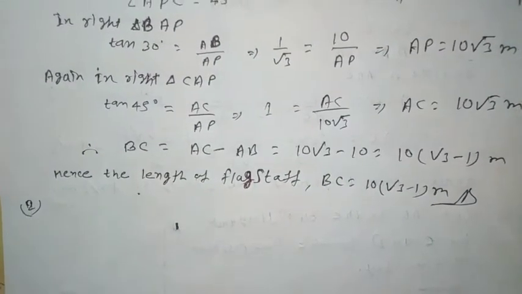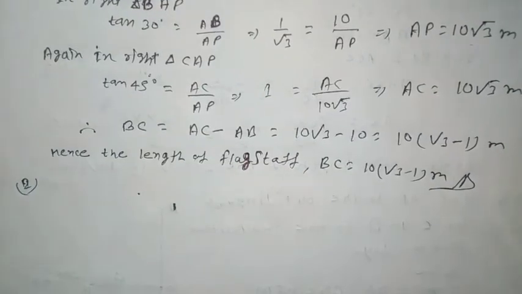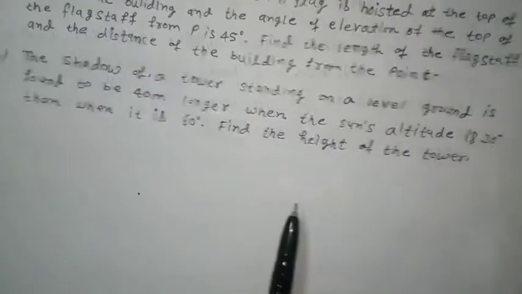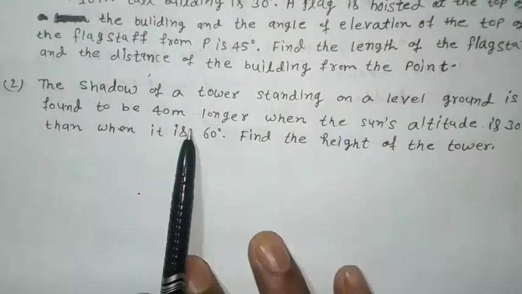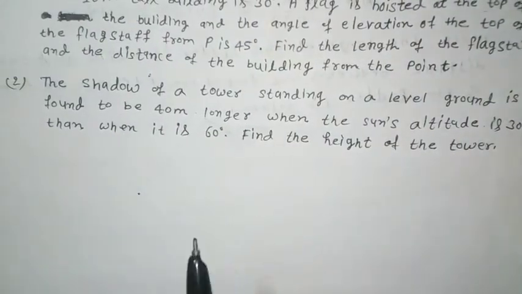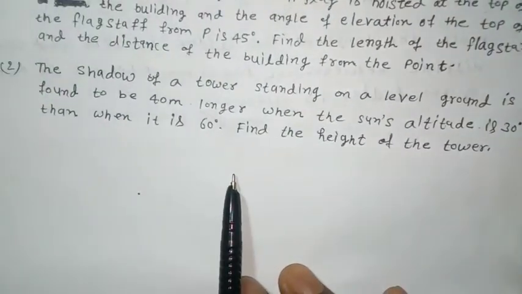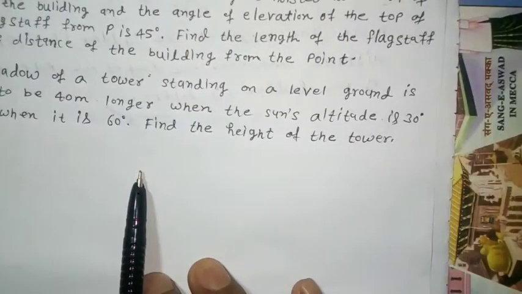The next question, question number 2. The shadow of a tower standing on a level ground is found to be 40 meter longer when the sun's altitude is 30 degrees than when it is 60 degrees. Find the length of the tower.